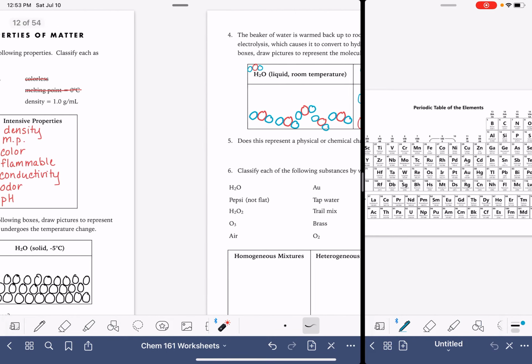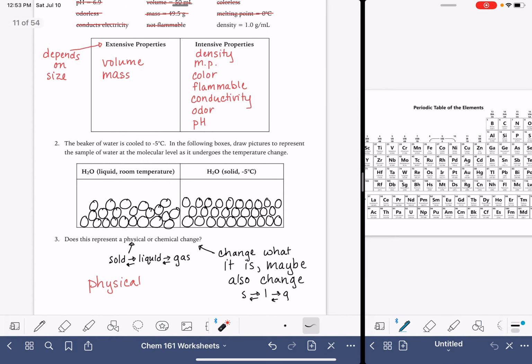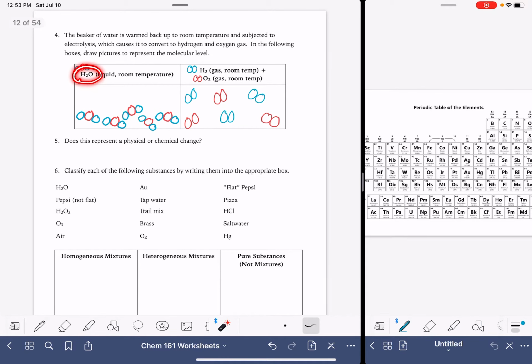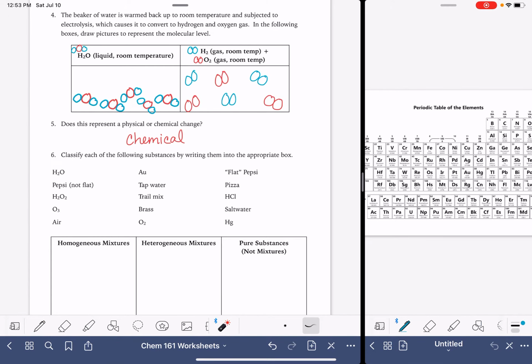Let's look back at those definitions. A physical change is where we're just moving from a solid to a liquid to a gas. A chemical change is when we're changing what the object actually is. We're starting with water and we're turning it into something that is not water. It does have the same components, hydrogen and oxygen, but it's not water anymore. So that makes this a chemical change. And we're also doing a change in state. We're starting as a liquid and ending as a gas, but again, that's not a requirement.